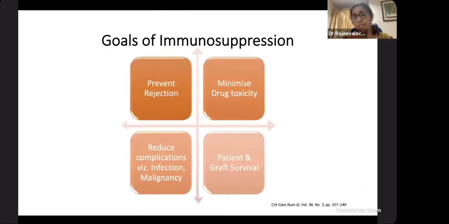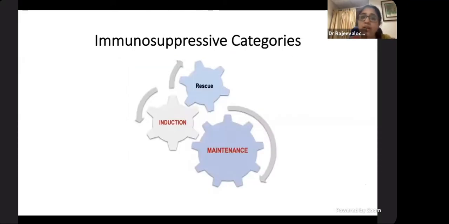Now, what are the goals of immunosuppression? One is definitely to prevent rejection. While preventing rejection, we have to make sure that we minimize the drug toxicity and reduce complications, the main complications being infections and malignancies, as well as definitely have good graft and patient survival. Now, whenever we go into immunosuppression, there are three things that we do. One is induction, that is initially, then something to maintain the graft, that is maintenance immunosuppression, and then the rescue therapies, where if the patient has actually rejected, we try to give them drugs to mitigate that effect.